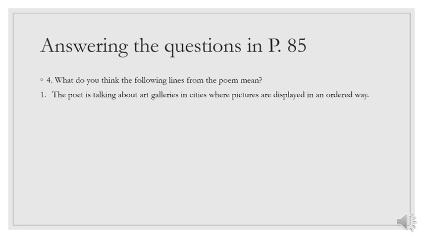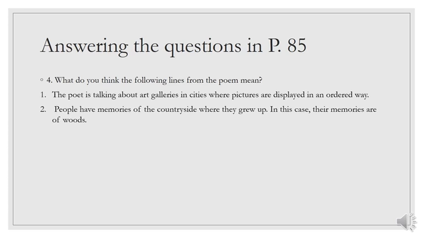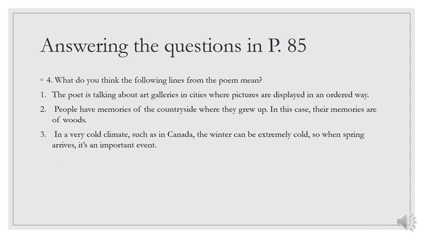For number 2, people carry woods in their minds. What does it mean again? You can say that people have memories in the countryside where they grew up. In this case, their memories are of wood. For the third one, spring and winter are the mind's chief seasons, ice and the breaking of ice. What does that mean? In a very cold climate such as Canada, the winter can be extremely cold, so when spring arrives, it's an important event.